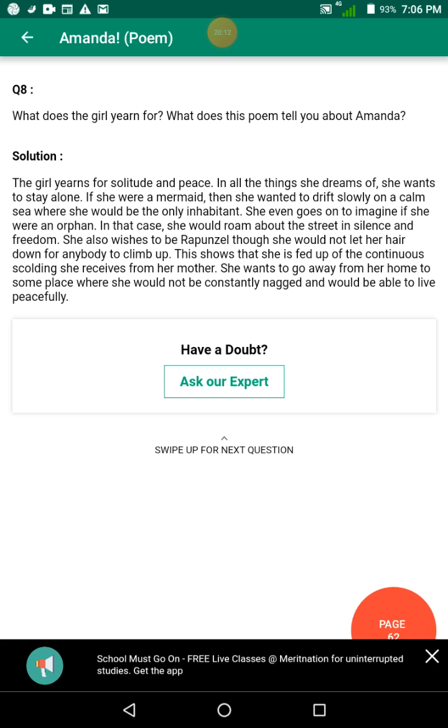Okay? She even goes on to imagine if she were an orphan. In that case, she would roam around the streets in silence and freedom. She also wishes to be Rapunzel, that she would not let her hair down for anybody to climb up. This shows how she is fed up with the continuous scolding she receives from her mother. She wants to go away from her to some place where she would not be constantly nagged and would be able to live peacefully.